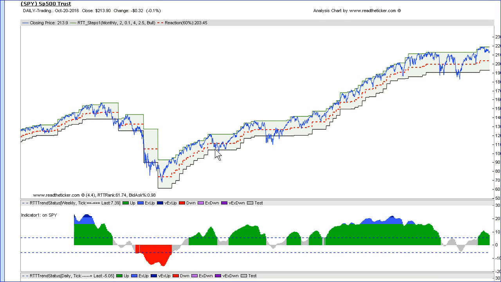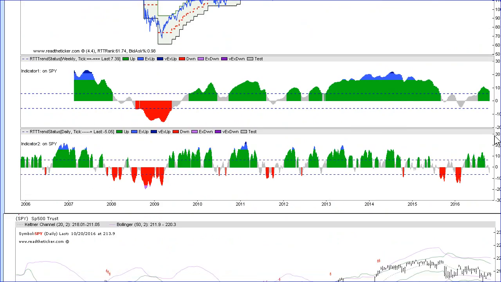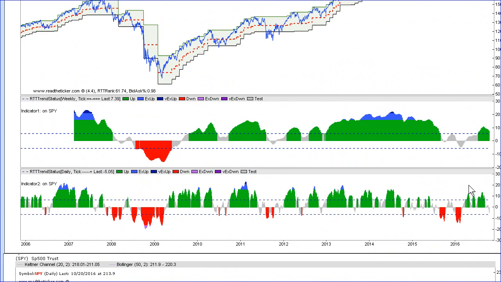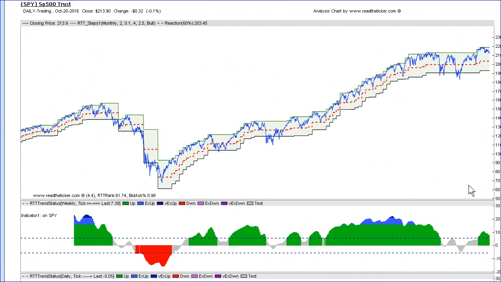So between there and there, it's 60%. It shows us how well price has been defended when it pulls back. The indicator down here is RTT trend status weekly, and RTT trend status daily is below it, just there. Let's just focus on what we see in front of us.